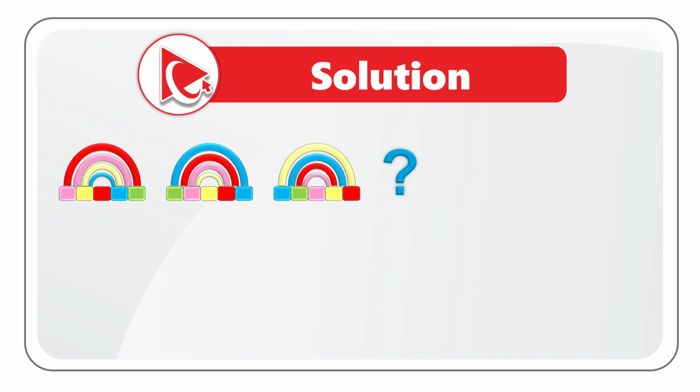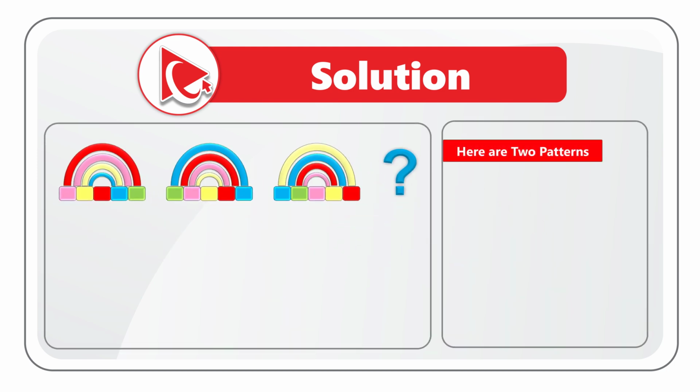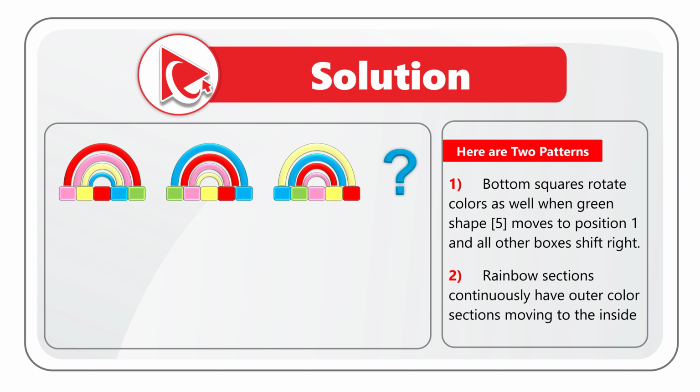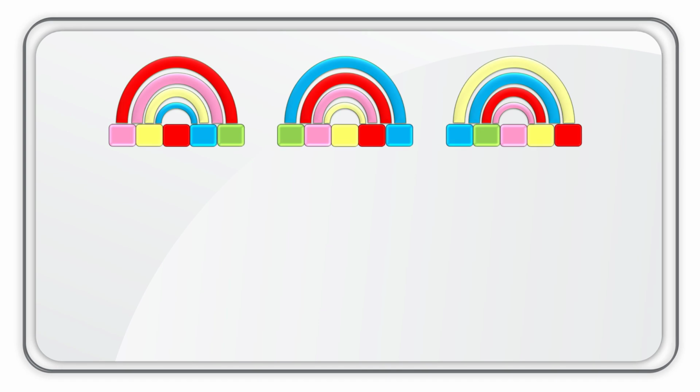So there are two patterns here in this shape, but detecting one is not enough. You have to detect both patterns. To make things easier, let's focus on the bottom pattern first. Let's focus on the squares.